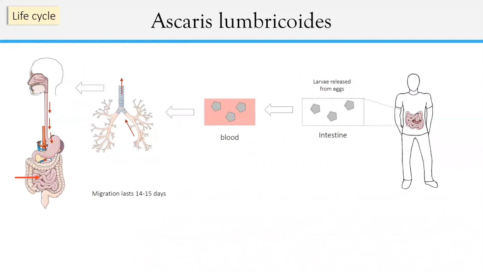This migration lasts approximately 14 to 15 days, and larvae become mature later in the small intestine, approximately in 2 or 3 months. And the lifespan of the mature worm is approximately 1 year.